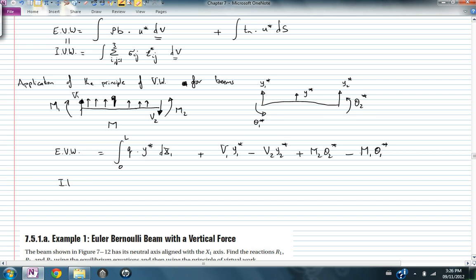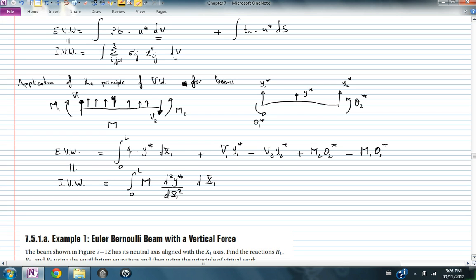The internal virtual work is equal to the stress multiplied by the strain. The measure of the stress I use is the moment, and the measure of the strain I use is the second derivative of y star, the virtual strain, integrated over the length. And we showed an illustrative example that showed that the internal virtual work is equal to the external virtual work.